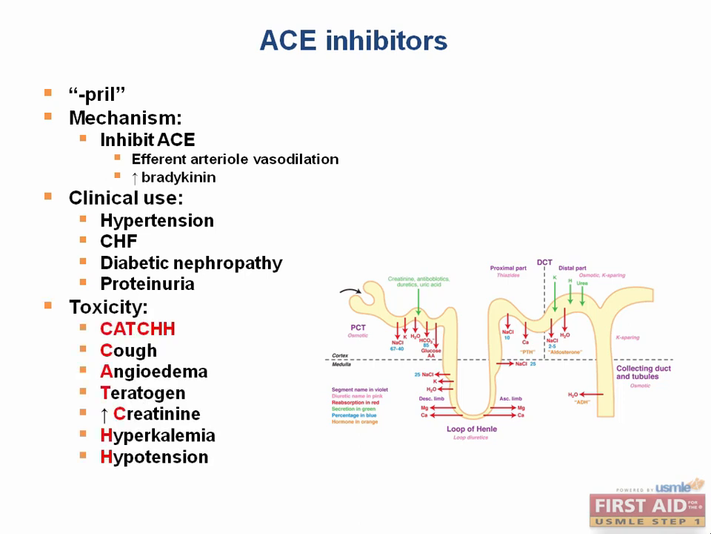They can be remembered with the mnemonic CATCH, C-A-T-C-H. The most common is cough, and it's caused by the increased bradykinin levels. Other side effects are angioedema, especially in patients with C1 esterase inhibitor deficiency. ACE inhibitors should not be used in pregnancy because they are teratogenic. They can also lead to increased creatinine levels, hyperkalemia, and hypotension.